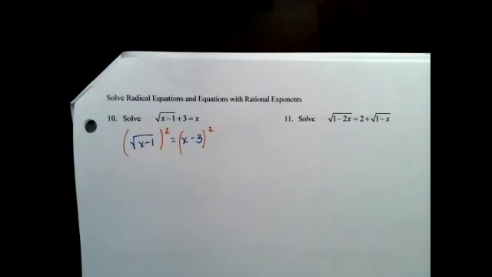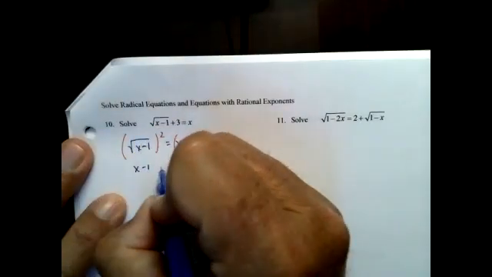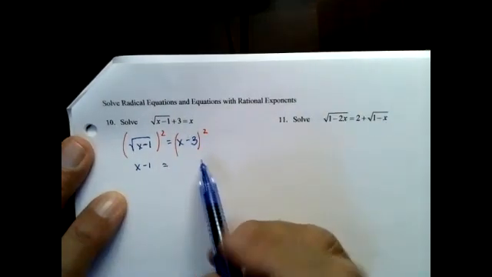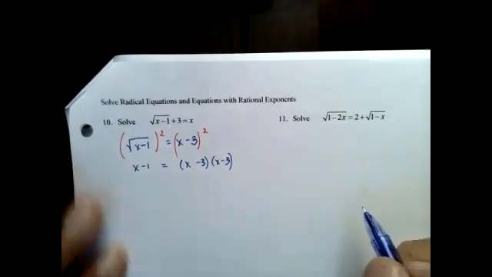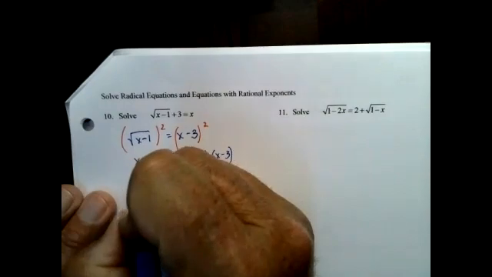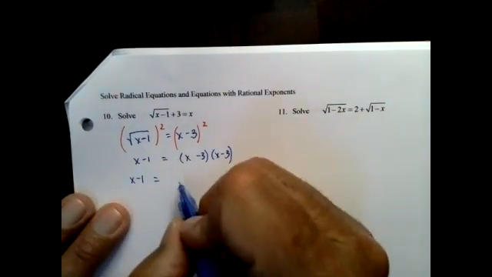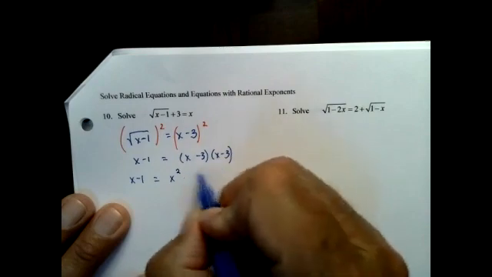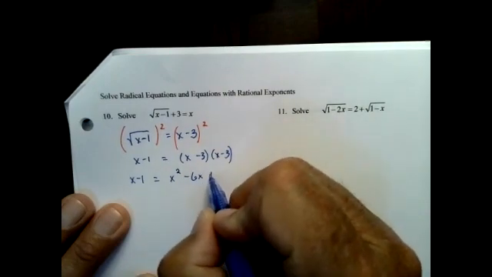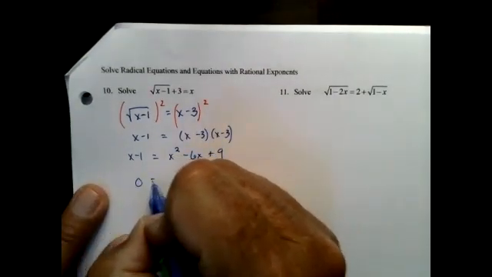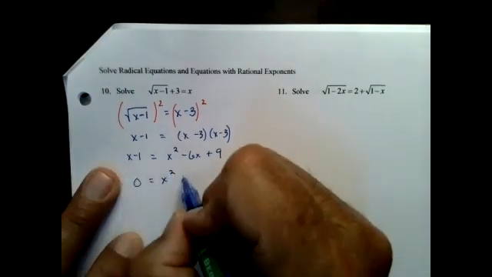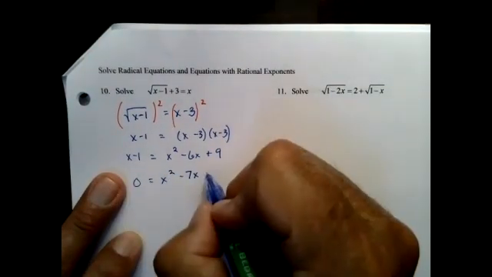This is a single term. It's going to give me X minus 1. This is a binomial, so when I square it, it's like multiplying by itself. First, outer plus inner, and then the last. Zero equals X squared. I'm going to subtract an X. I'm going to add a 1.